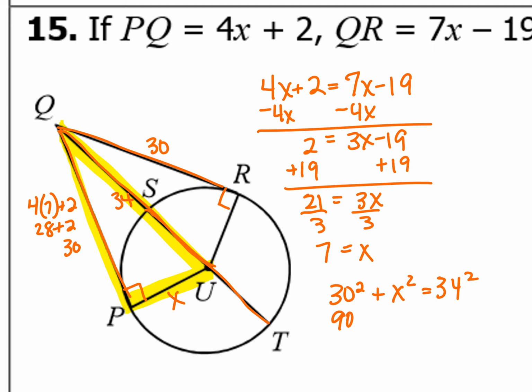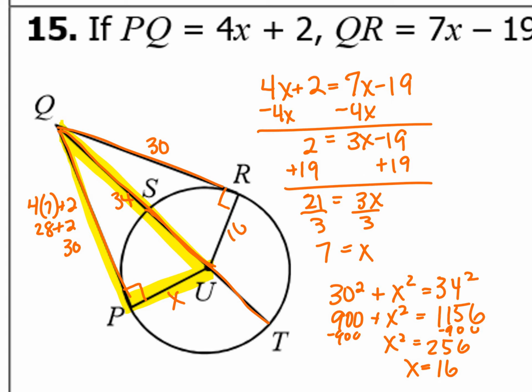I've got 900 plus x squared equals 1156. So solve for x squared. I'm going to subtract 900 from both sides. That equals 256. So x equals 16. All right, so this radius is 16. This is 16, which means this is 16. That's 16. So the diameter ST is equal to 32.